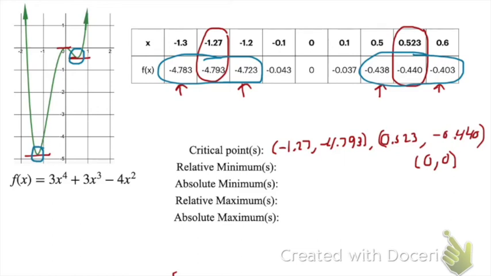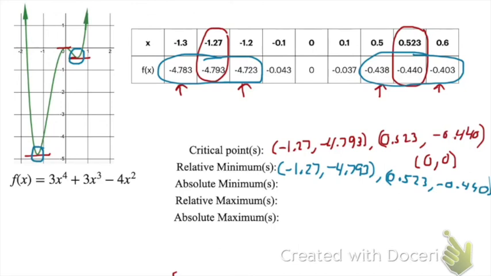So our relative minimums are at negative 1.27, comma, negative 4.793. And our other one is at 0.523, comma, negative 0.440. Those are my relative mins.